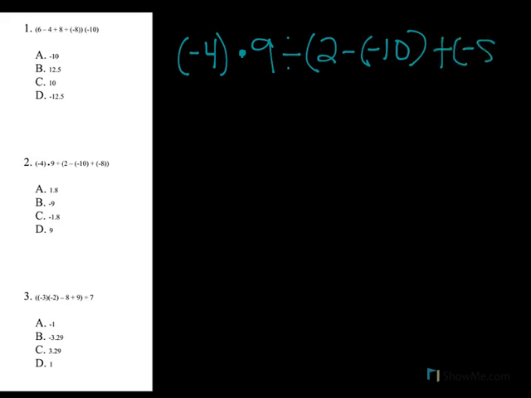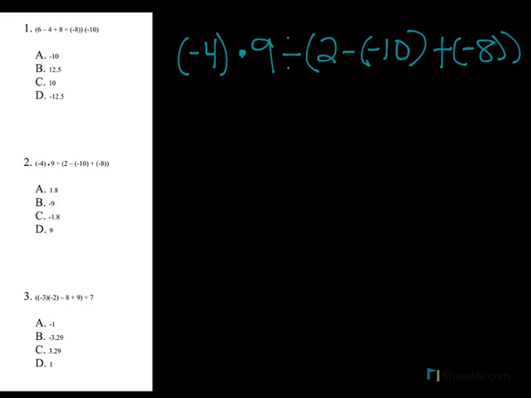Okay, on number 2, I'm going to go through the steps, but I'm not going to do the math. You're going to be responsible for doing your own math on number 2. So we have negative 4 times, the little floating dot means times, 9 divided by parentheses 2 minus negative 10 plus negative 8.